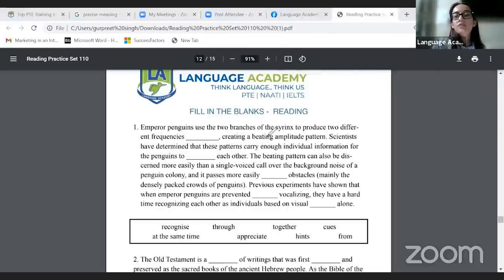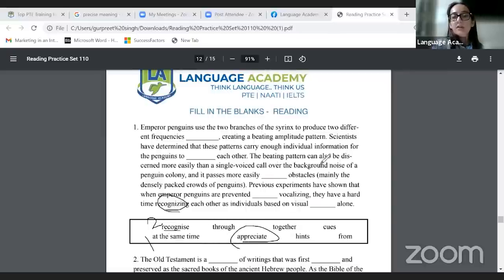Emperor penguins use the two branches to produce two different frequencies at the same time, creating a beating amplitude pattern. Scientists have determined that these patterns carry enough individual information for the penguins to dash each other. This was based on the context. In the end, you come to know that all these things they are studying is about their recognition. So that is why we'll go with penguins to recognize, not appreciate, is not the topic. It's recognize which is the topic.